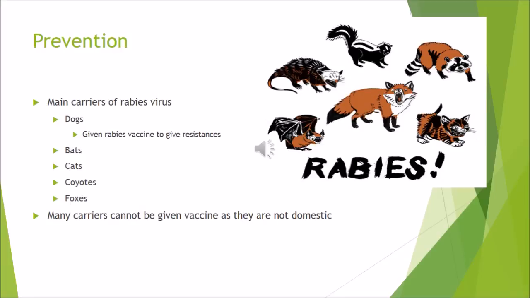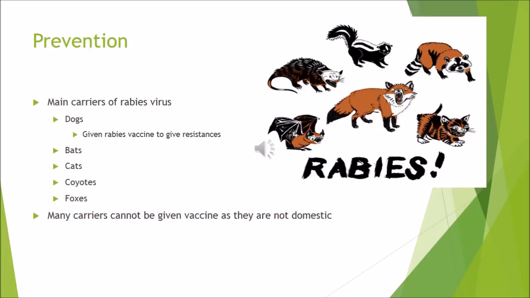The prevention of the rabies virus began in the 1960s in the United States. The main carriers of the virus, dogs, were given the rabies vaccine to give them the resistance to the virus so that they wouldn't contract it and pass it on to the humans.